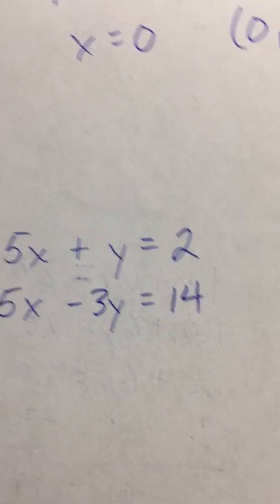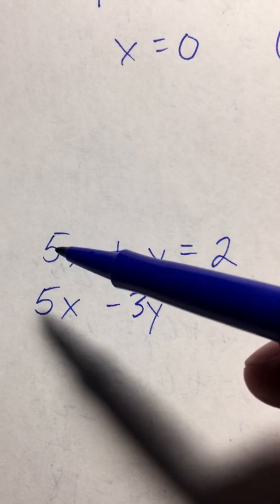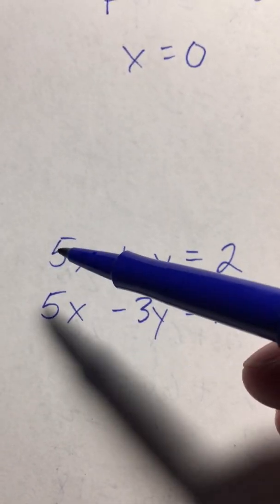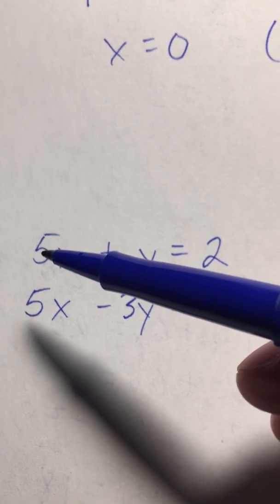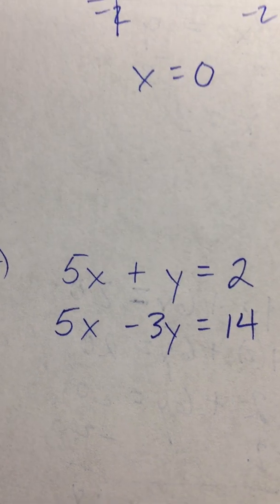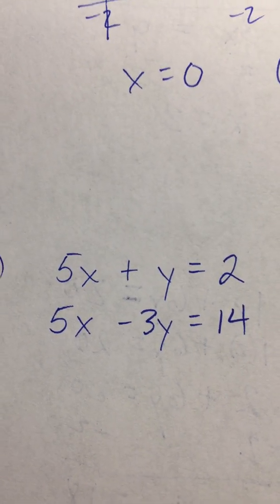But I'm kind of thinking instead of multiplying by 3, I kind of like the idea of just multiplying by a negative 1. Because right now this is a positive 5, and if this was a negative 5, then I could also eliminate the x's instead of doing the y's. So there's a variety of ways that you can eliminate and figure out how to change the equations.